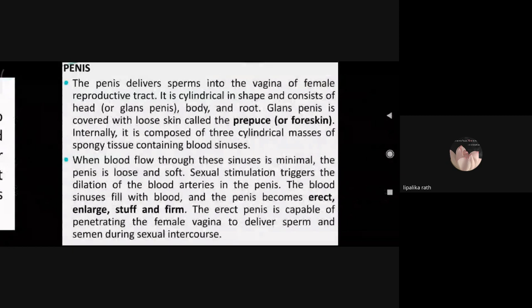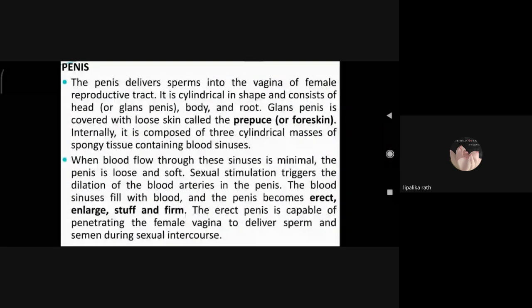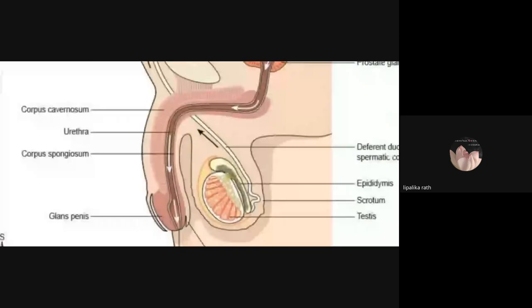Now, penis. The penis delivers sperm into the vagina of the female reproductive tract. Now, what is the vagina? The vagina is the female reproductive tract. So the penis is carrying the urethra. This organ is known as the penis, and here you can see the scrotum is behind the penis. So the penis is carrying the urethra.